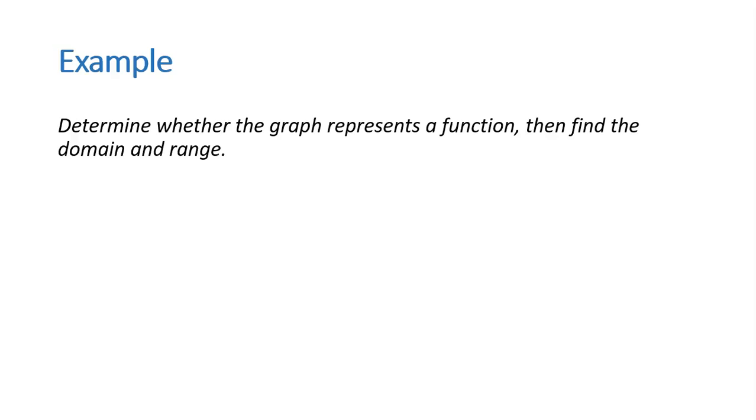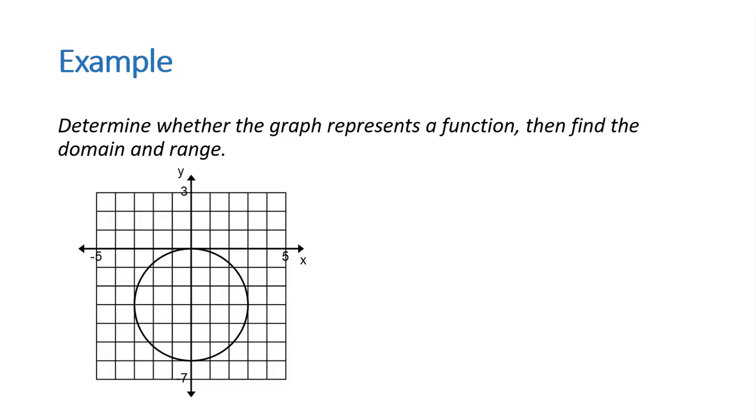So let's look at an example. We want to determine whether the graph represents a function, and then we want to find the domain and range. So here's our graph. We've got a circle, and it's centered at the point (0, -3). So first thing we want to decide is, does it represent a function? Well, if we can draw any vertical line anywhere on the graph that crosses the graph more than once, then it's not a function. Well, this is pretty clear that we can draw a vertical line pretty much anywhere on this graph, and it will cross the graph more than once. So it fails the vertical line test, and it's not a function.